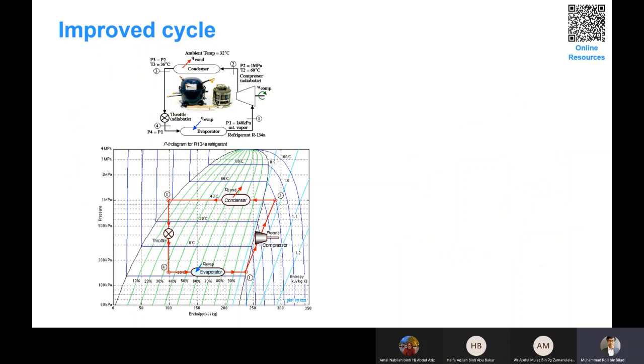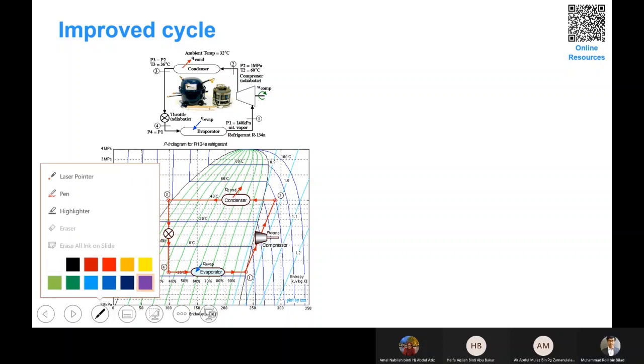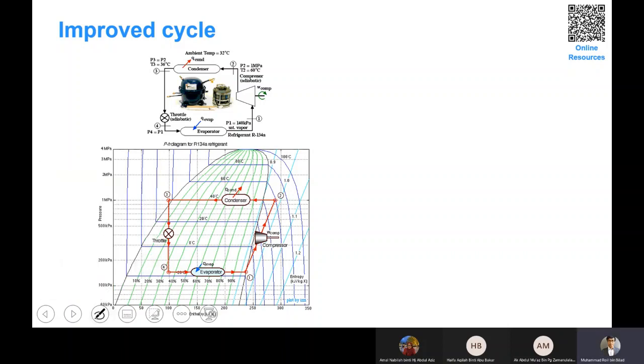For example, here, this is the basic cycle of refrigeration system. Okay, if I go carefully on this, the refrigerant is 134A refrigerant. It's important. So we get a correct pH diagram. And we check point by point.